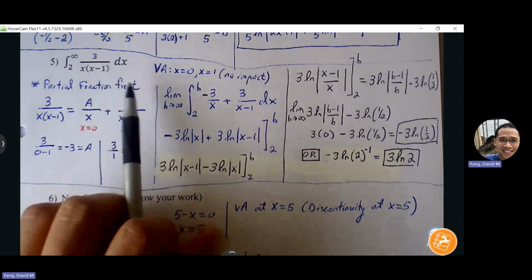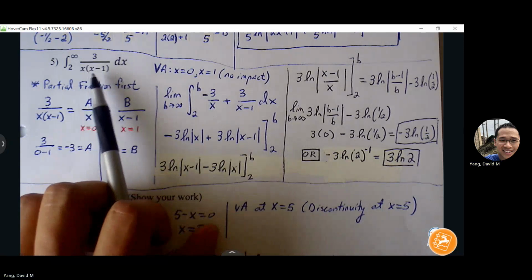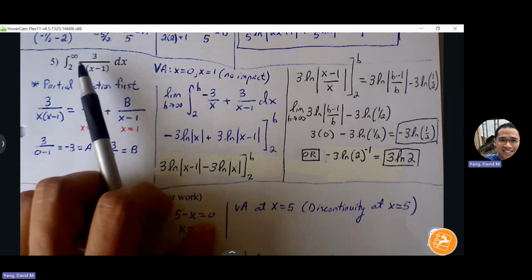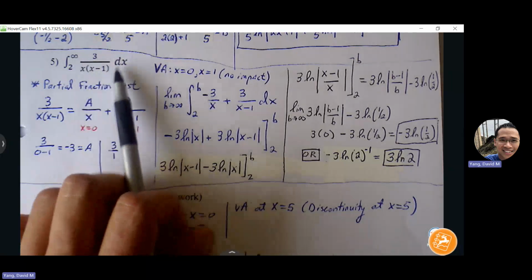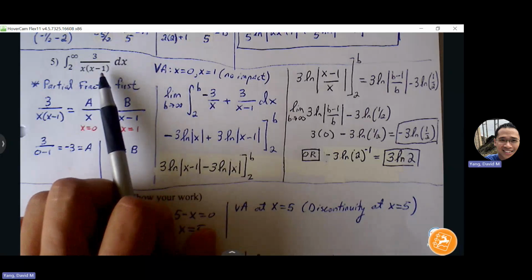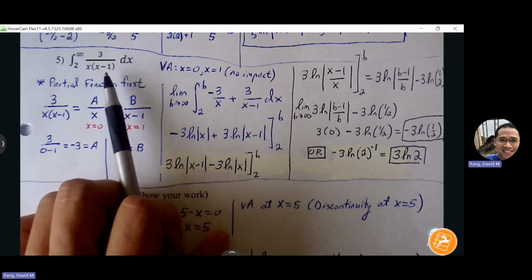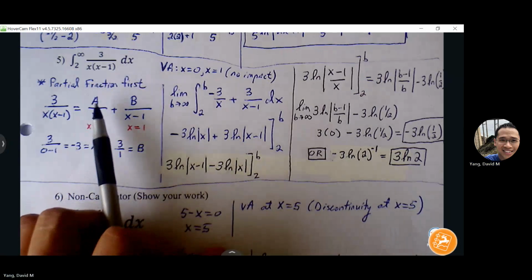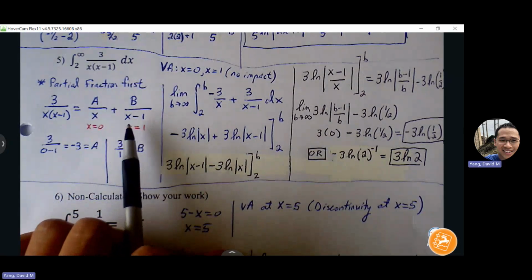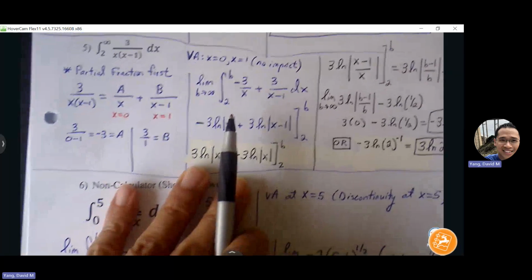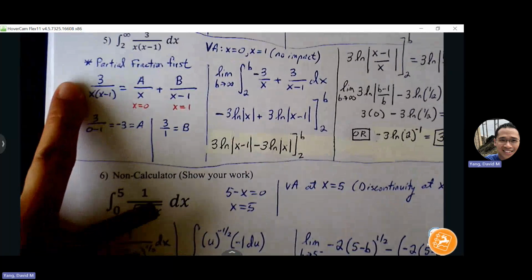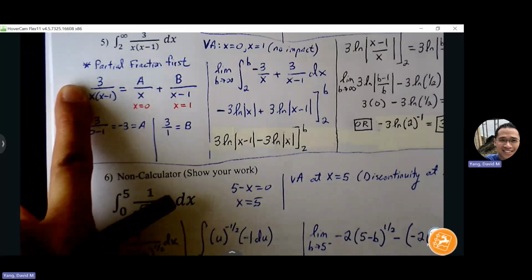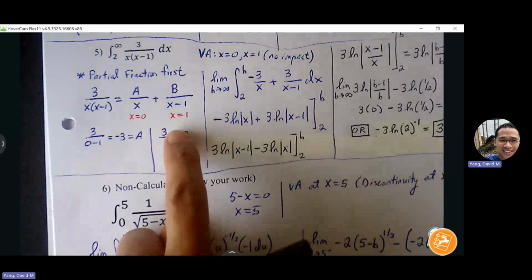So I'm going to take the integral of this improper integral here, the limit as b approaches infinity. But to take this integral, it feels like it could require a partial fraction first. So we'll start off with partial fraction: a over x plus b over x minus 1. Identify the factor from each denominator and then go through the cover-up method. So here I'm going to cover up the x, 3 over 0 minus 1. That's -3. So my a value is -3.